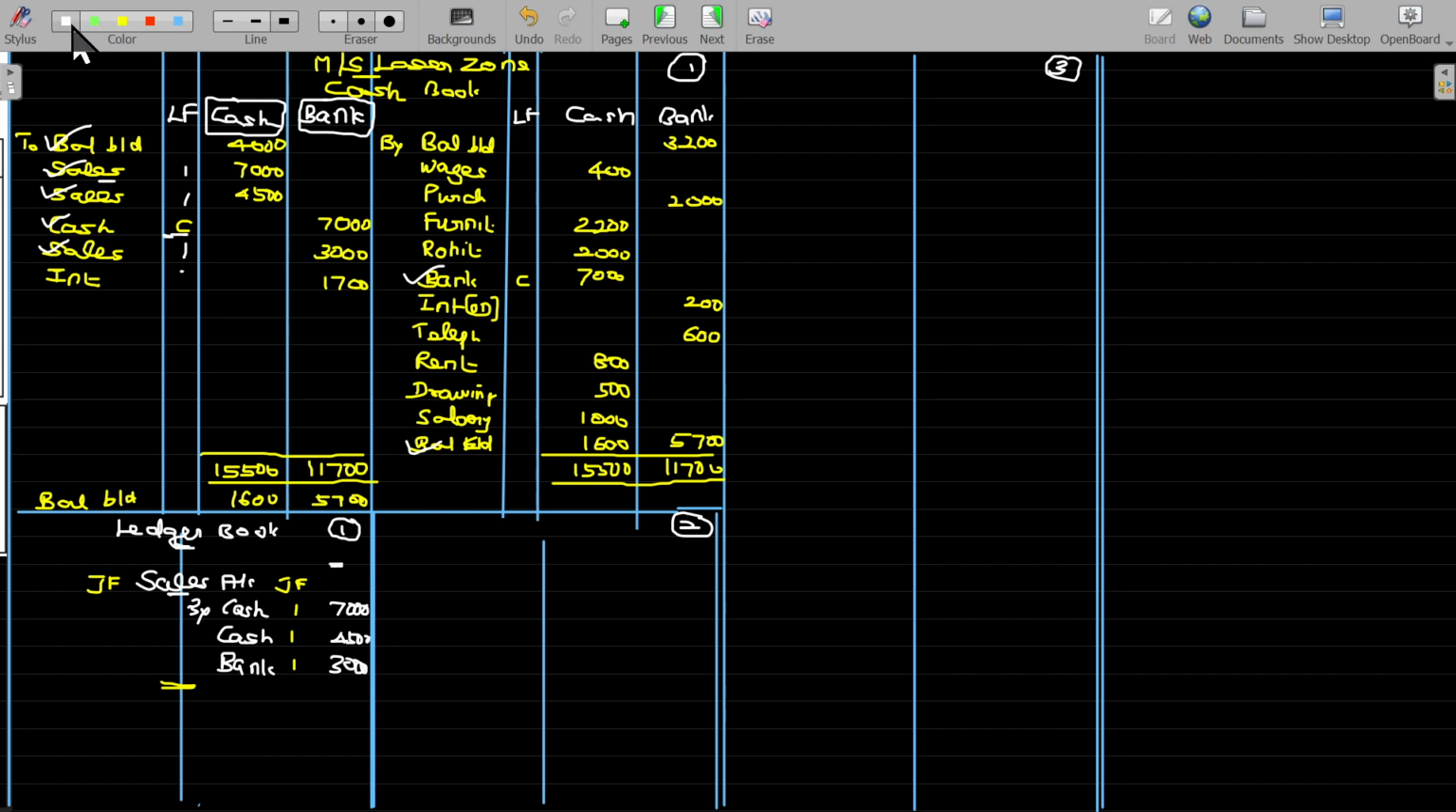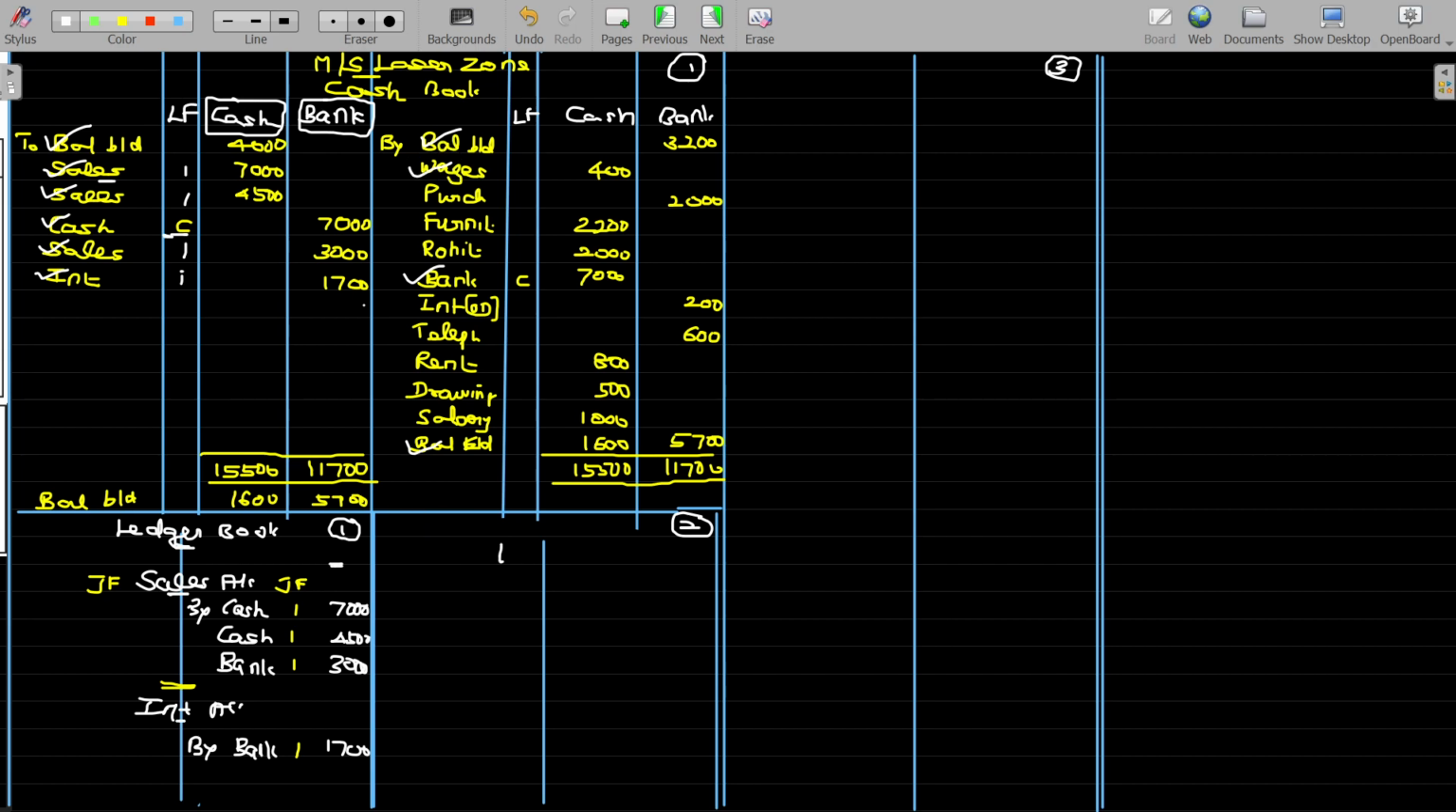And now let's go for the interest. I am going to open the interest account. In the interest account, as this value is in the debit side, I have to post that value in the credit side, 1700, by bank. That's all. Reference will be folio number 1 here, number 1 of the ledger folio. Leave the balance.